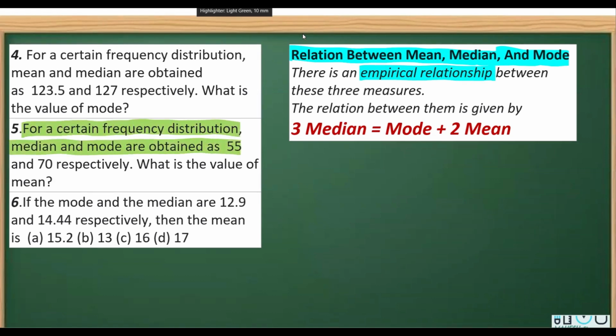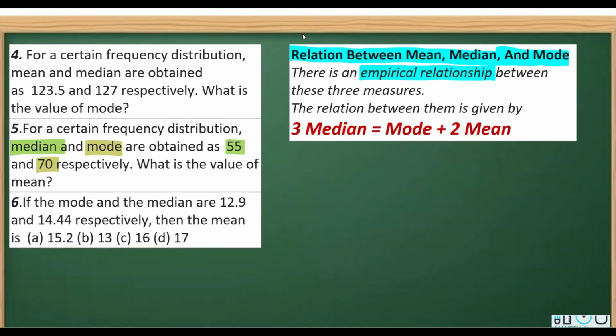Now similarly, when you see the next one, it says that for a certain frequency distribution, median and mode are these. We have to find the mean. Same way, as you can see in this question, we have median given as 55, while the mode is 70. So what you are going to do is replace this median here with 55 and this mode with 70. On transposing, you can get the value of mean.